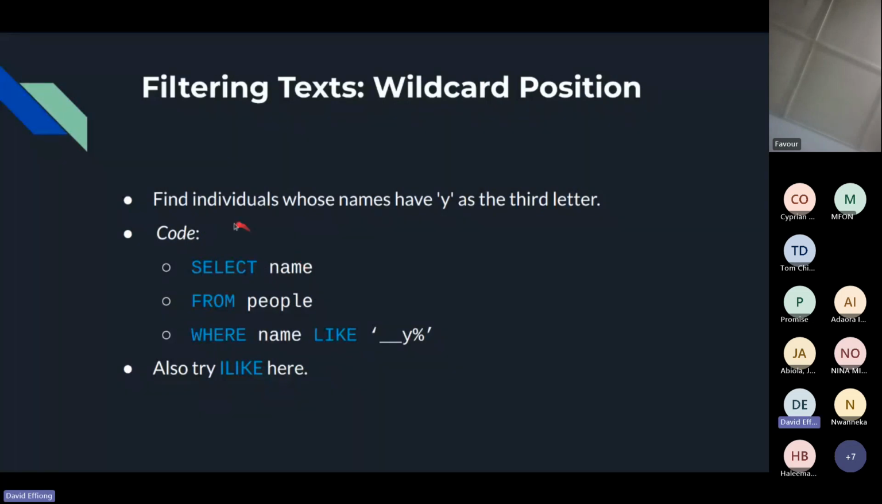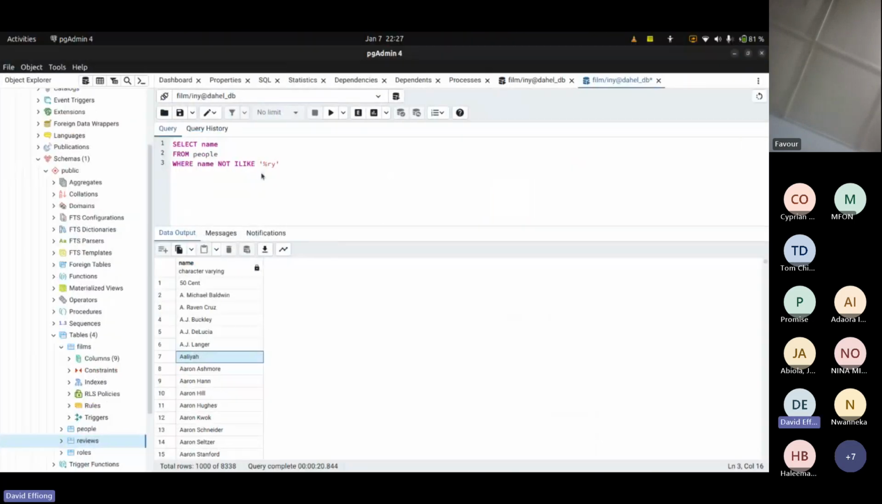So this one is: find individuals whose name have Y as the third letter. Now this example is specific. I'm bringing this example so you now understand how you can use the underscore and percentage in the same line. So when you're trying to find individuals whose names have Y as the third letter, let me edit this. Because they are specific, they want Y to be the third letter, we now have to come up with the pattern.